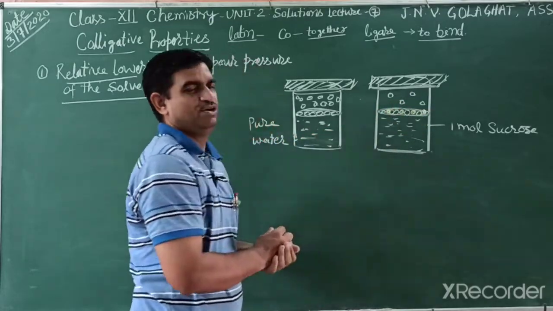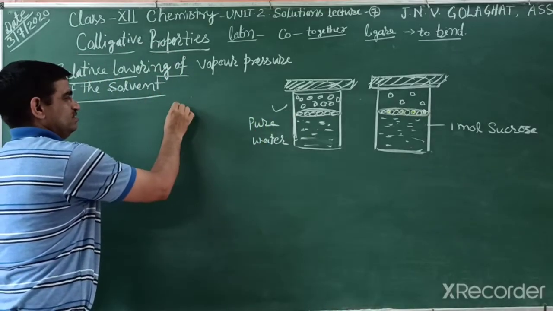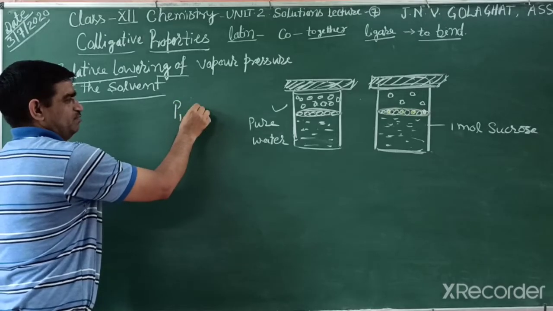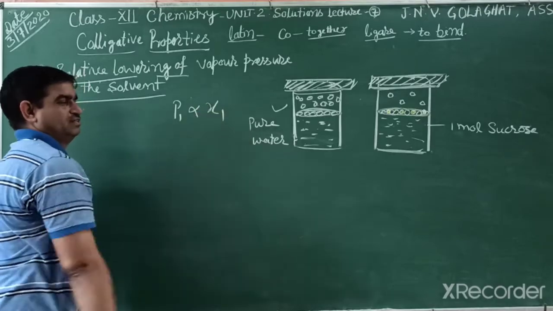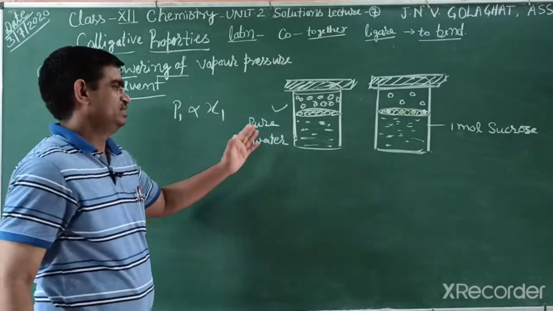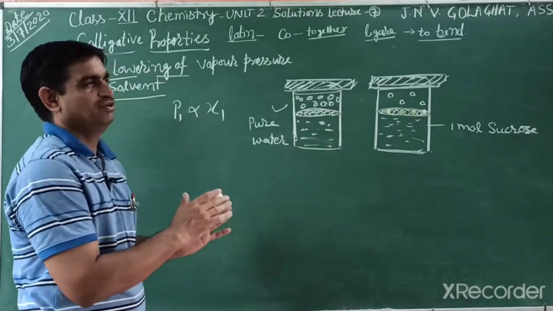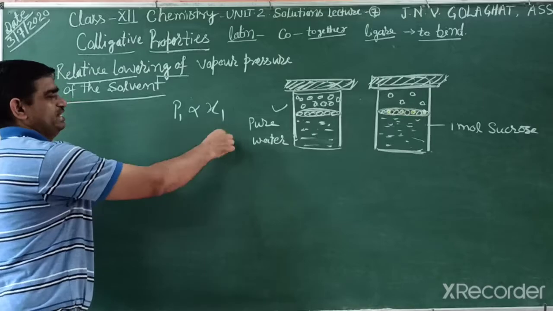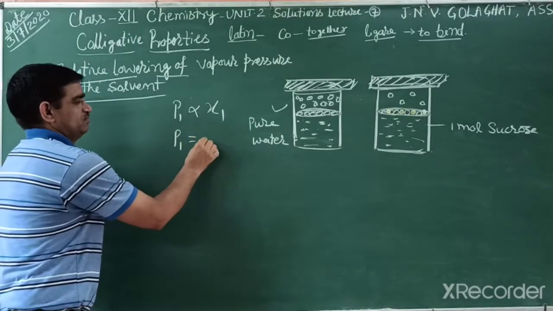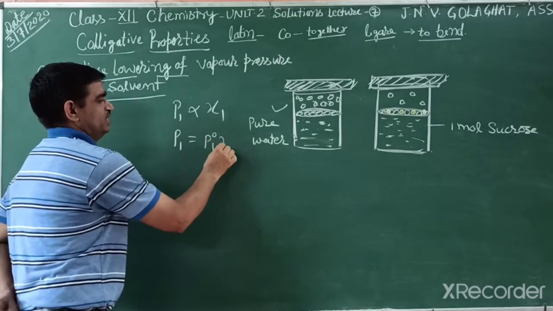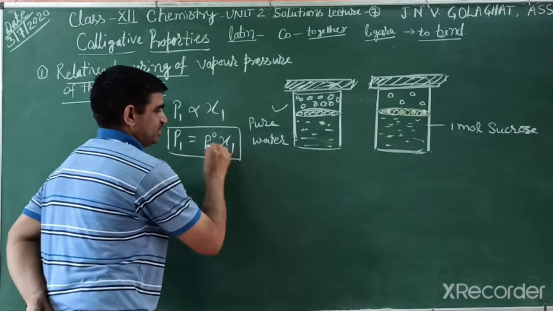So how can we find it out mathematically? According to Raoult's law, the partial vapor pressure of a component is directly proportional to its respective mole fraction. Students, you already know 1 represents the solvent and 2 generally represents the solute; we can also represent them as A and B. When we remove the proportionality sign, we write pure vapor pressure of the component. We already studied that, that is Raoult's law.